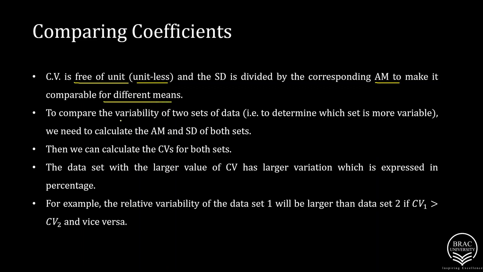To compare the variability of two sets of data, that is, to determine which set is more variable, we need to calculate the arithmetic mean and standard deviation of both sets. We can then calculate the coefficient of variation for both sets. The dataset with the larger coefficient of variation has larger variation, expressed in percentage. For example, the relative variability of dataset 1 will be larger than dataset 2 if CV1 is greater than CV2, and vice versa.